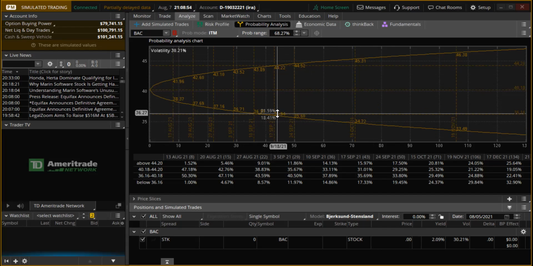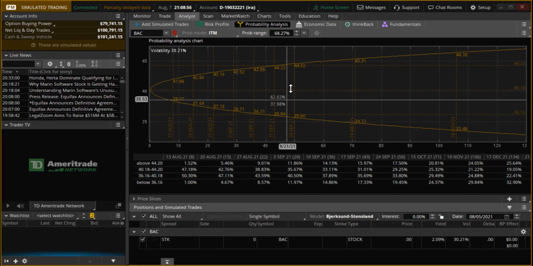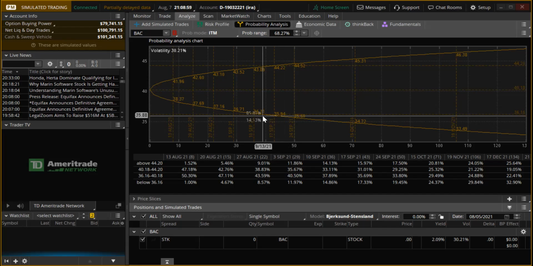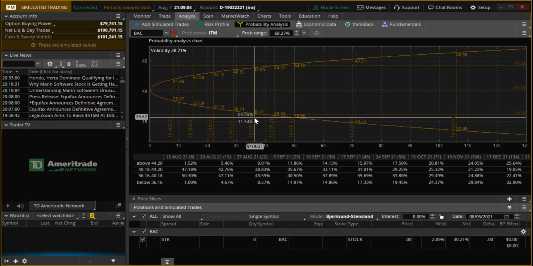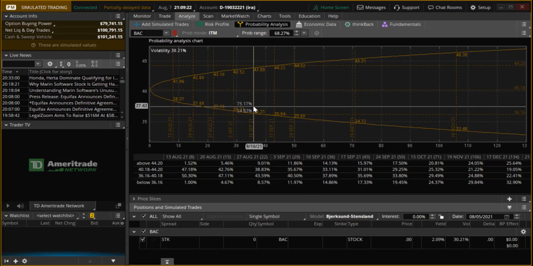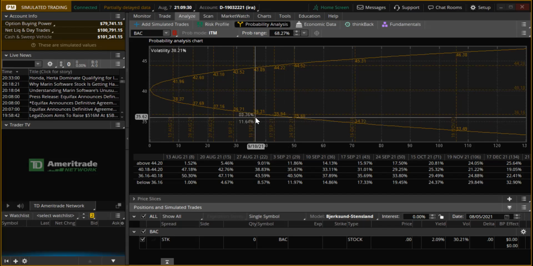So let's just take one for example and see what we've got here. September the 10th, 2021, and we want to see how likely it is we're going to end up in the money. So if we picked one at 35, let's say here, about close to that. So we've got about an 8% chance of being in the money and about a 92% chance that it will not end up in the money. Whereas if I were to move up here to 37.50, there's about a 75% chance versus 25% chance. So you can see the difference.